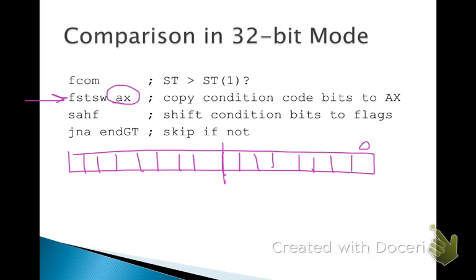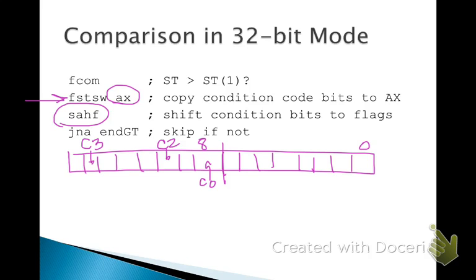Okay, here's bit 0, 7, 8, all the way to 15. Remember we said that C3 was bit 14, and we said that C2 was bit 10, and we said that C0 was bit 8. In the next instruction, this shifts.